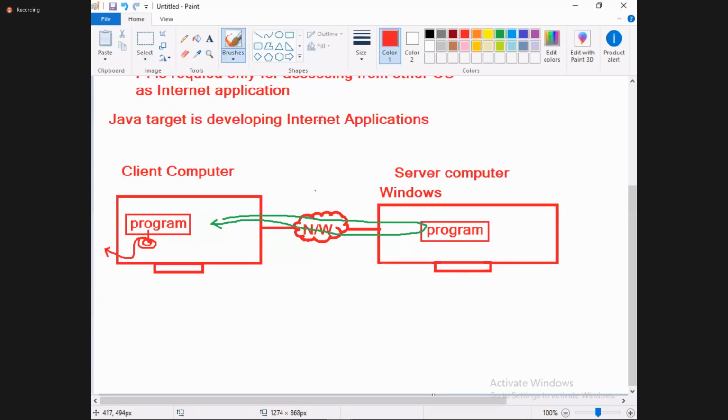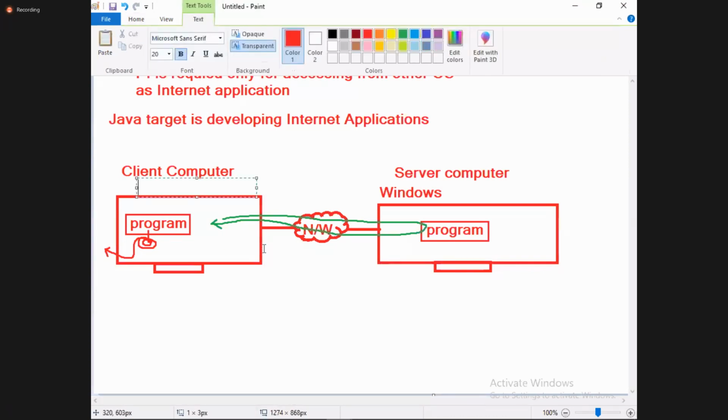Executed or not executed, or depending on OS? Only one student, two students answer. Remaining people, come on, wake up. Executed, not executed, depending on OS. It is depending on operating system.